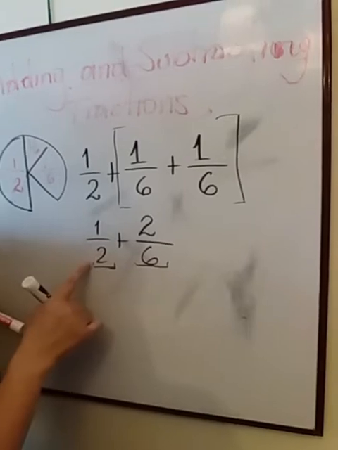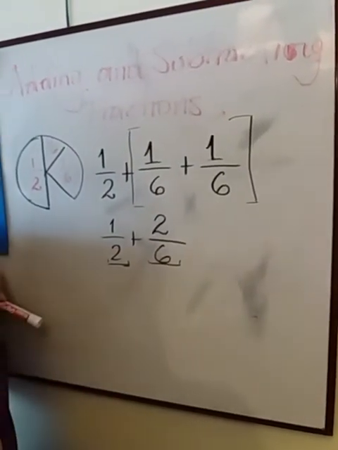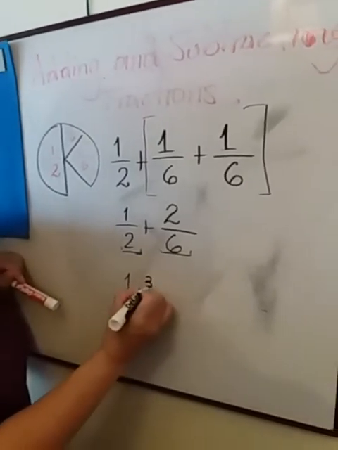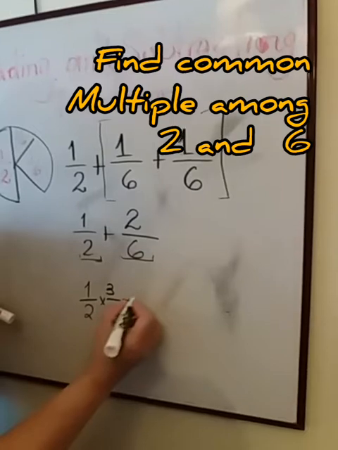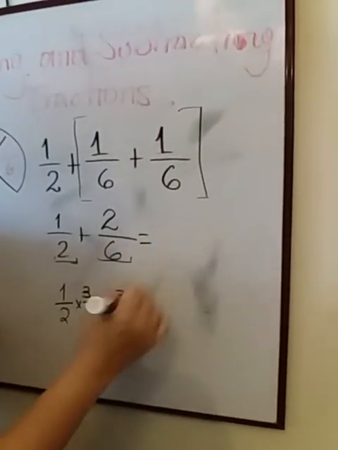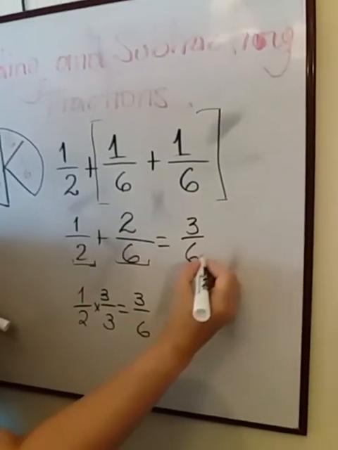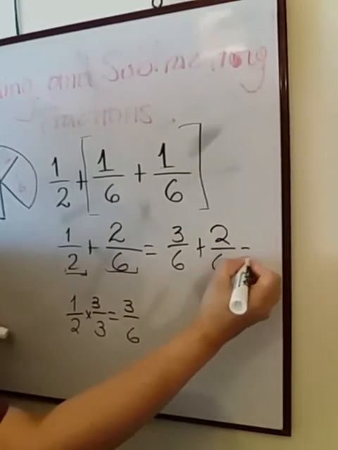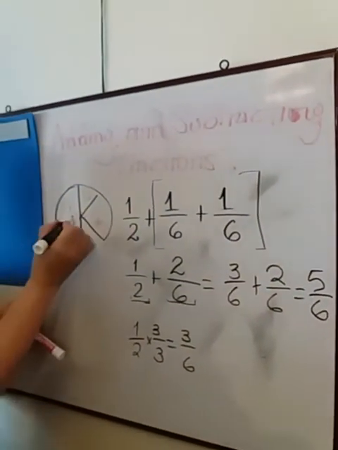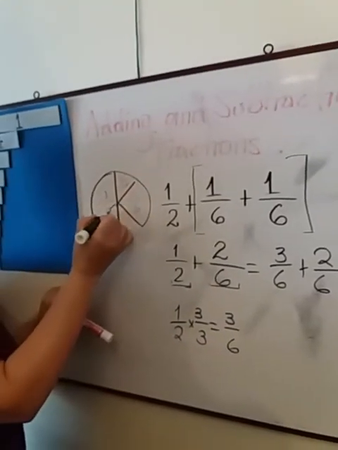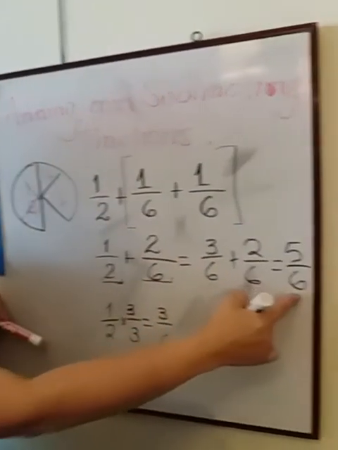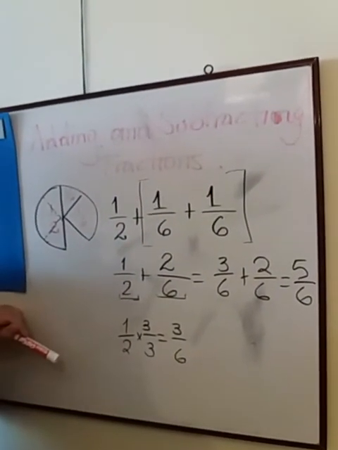So I multiply 2 times 3 in order to obtain 6. So 1/2 times 3: 1 times 3, 3, 2 times 3, 6. So I represent again the addition. 3 6s plus 2 6s equals 5 6s. And let's see here, we have the ones from before: 1, 2, 3, 4, 5 6s. Exactly the one that we have there.